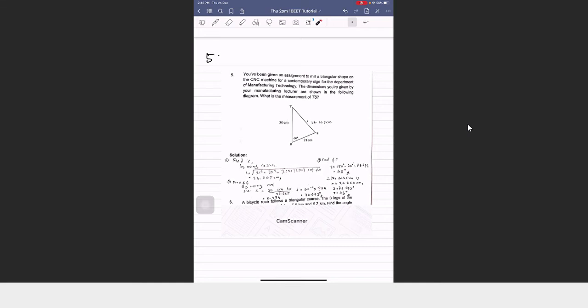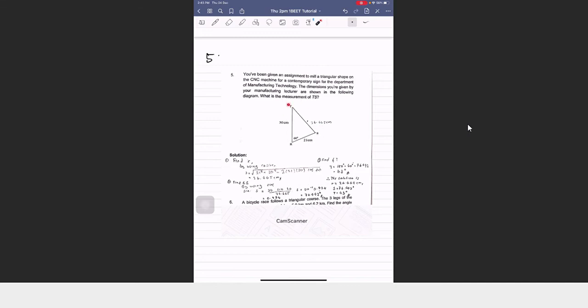You have been given an assignment to mill a triangular shape on the CNC machine for a contemporary sign for the Department of Manufacturing Technology. The dimensions given by your manufacturing lecturer are shown in the following diagram. So what is the measurement of TS? This is the diagram given.